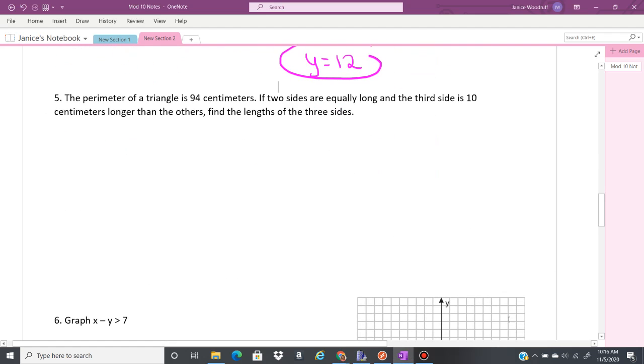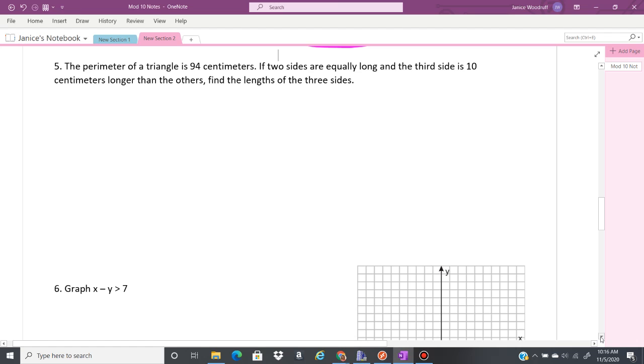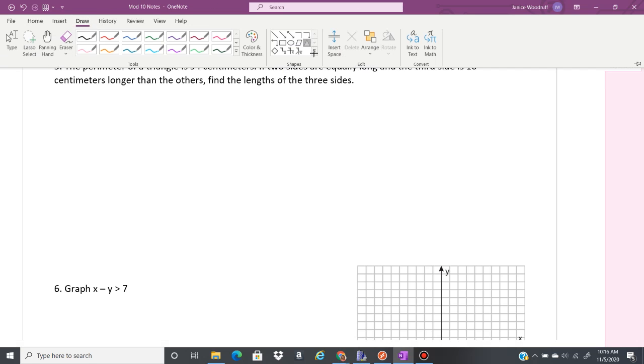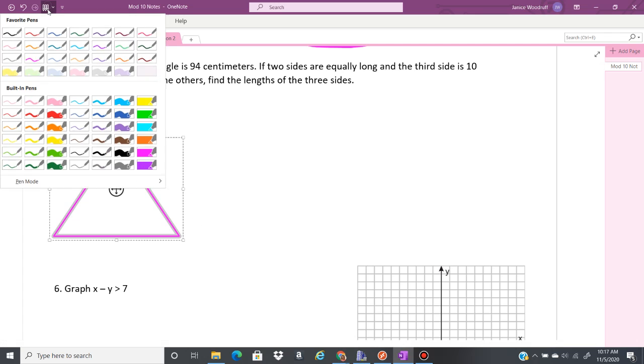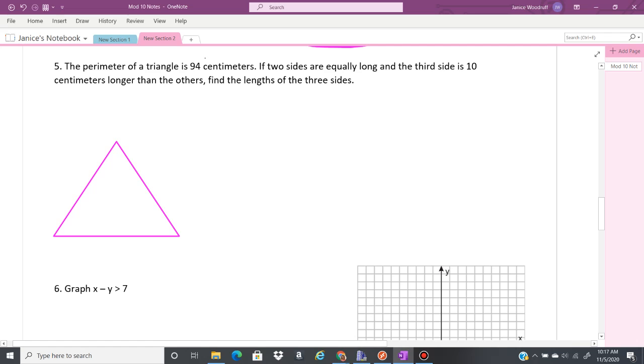All right, number 5, this is our last systems problem. We have the perimeter of a triangle. Let me see if I have a triangle shape here. There we go. All right, so the perimeter of the triangle is 94 centimeters. So if I add all 3 of these sides, I'm getting 94 centimeters. Okay, so let's look at this. 2 sides are equally long, and the third side is 10 centimeters longer than the other. Find the lengths of the 3 sides.